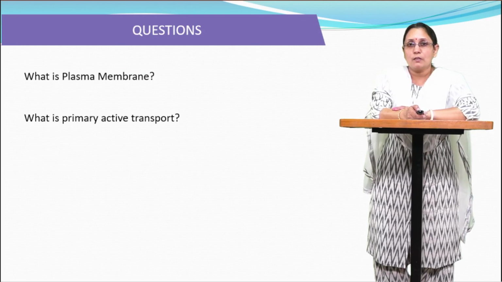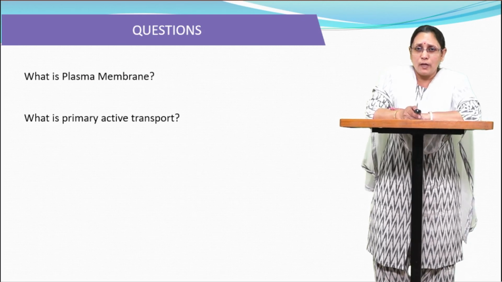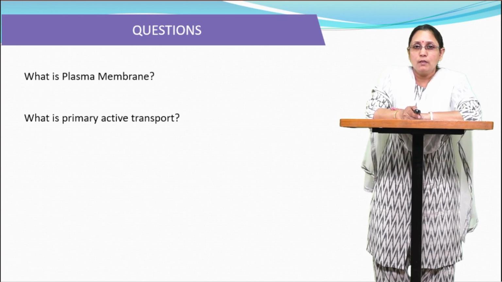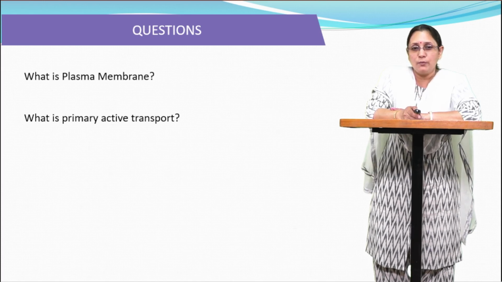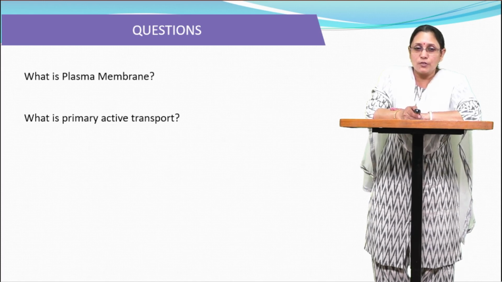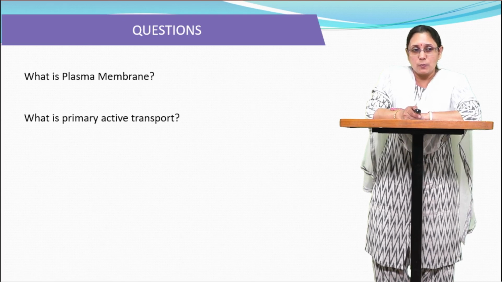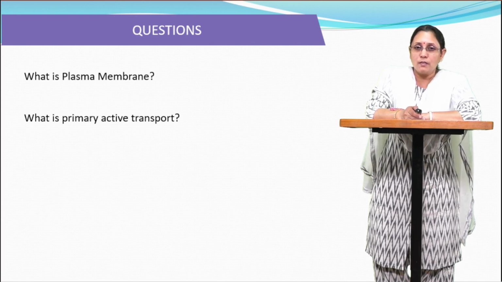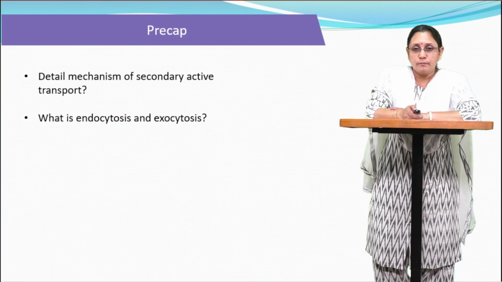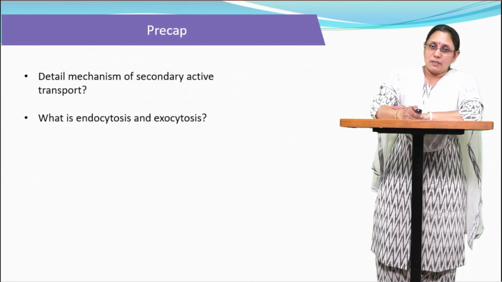Here are a few questions associated with today's lecture that you have to solve and upload on our Google Classroom. The first question: what is plasma membrane? You have to define it and explain it briefly. The next question: what is primary active transport? Here you have to draw a neat labelled diagram of the sodium potassium ATPase pump, and then explain the role of the ATPase enzyme in that pump. This is all about today's lecture.